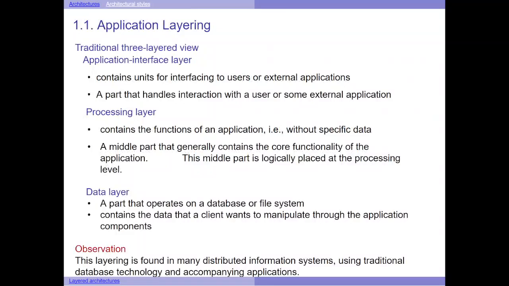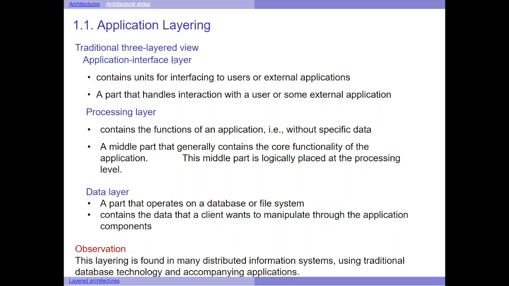The next, application layering. There are three different types of application layering. One is the traditional three-layer view. The application interface layer contains units for interfacing to users or external applications, a part that handles interaction with users or some external application. Then the processing layer, then the data layer. The processing layer will process whatever data is coming in, and is also called the middle part or middleware if you know. And then the data layer. The data layer is, for example, a database.